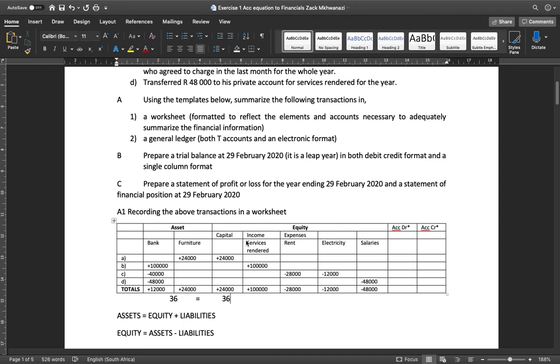When we come back, we will quickly look at the rules to debit and credit these accounts, to learn which accounts to debit, which accounts to credit, and then we'll go and put them into the general ledger. After that, we'll put them into the trial balance and then prepare the financial statements.